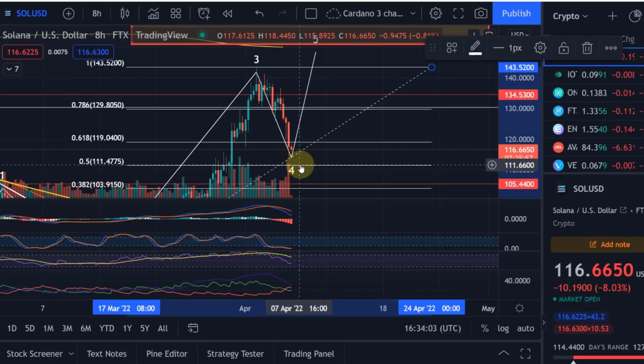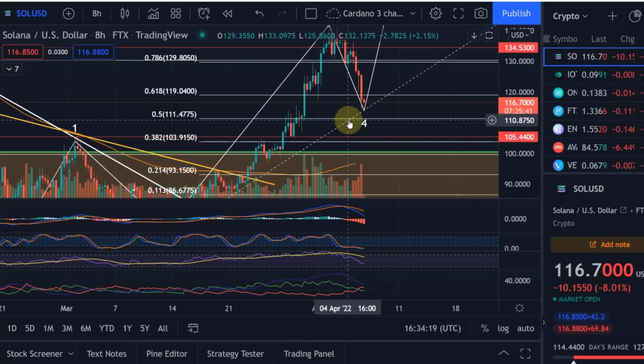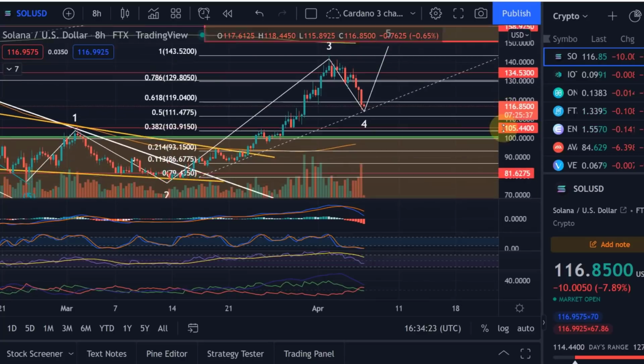$111 would also still be possible in a wave 4, but if it drops below $111, then it would not be a wave 4 anymore. It would drop down a little bit too much. Yes, theoretically it could come down to $107, but we also always need to look at probabilities, because if it drops below that $111 level, it's coming lower than what a wave 4 would normally do. So it's all about probabilities.